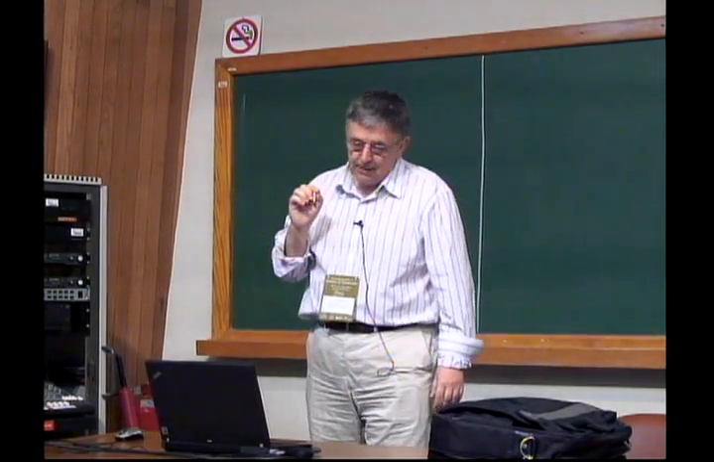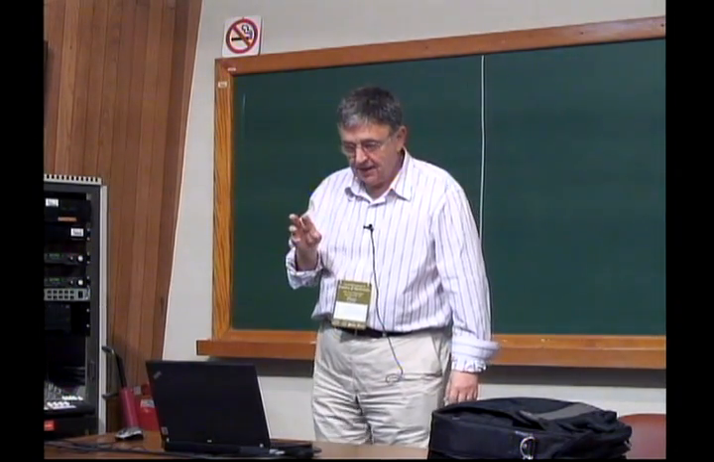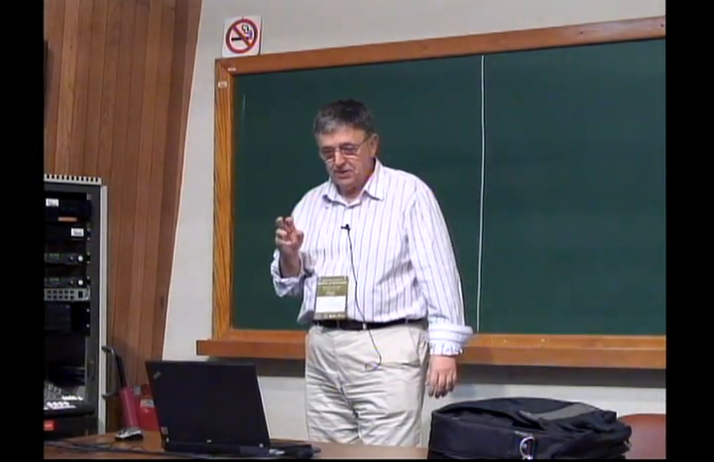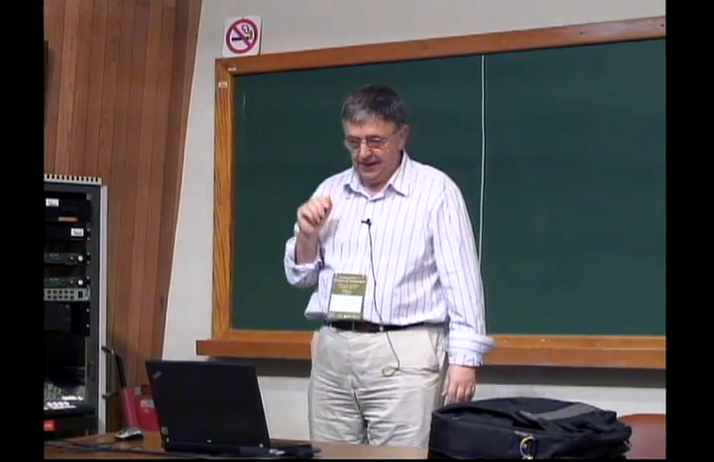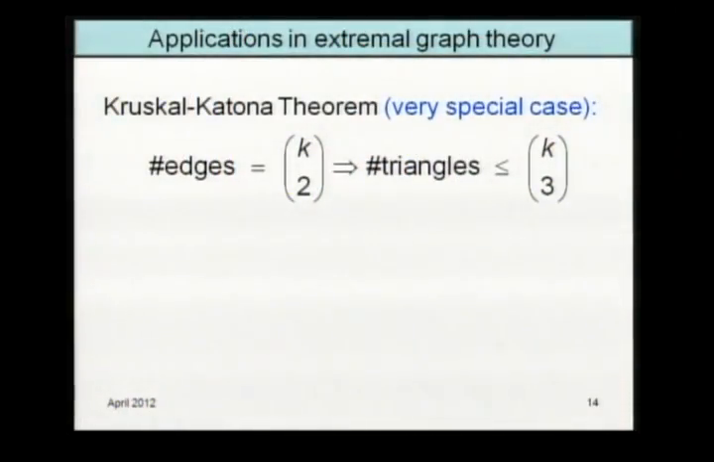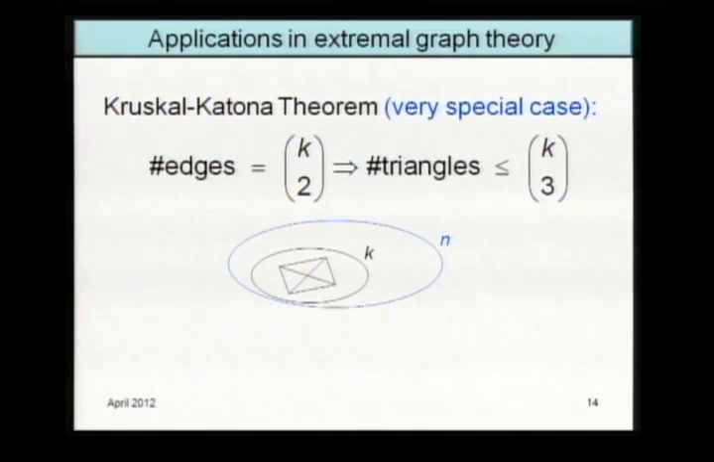There are many ways of stating it, but one way to remember it is that if you write the number of edges in the form k choose 2, where k is not necessarily an integer, then the number of triangles is bounded by k choose 3. And if k is an integer, then you actually have equality for some graph, and the graph is very simple. You take a complete graph on k nodes, connect everything, and you throw in the other nodes without connecting them to anything, as many as you wish. So this is the Kruskal-Katona theorem.